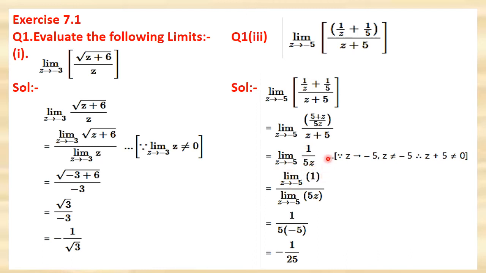So limit z tends to minus 5 of 1 upon 5z. This is a rational function. You can apply the limit for both numerator and denominator separately. So limit z tends to minus 5 of 1 and limit z tends to minus 5 of 5z. Here z is equal to minus 5, then it is minus 25. And here 1 is the constant, so the final value of this numerator is 1 itself, because there is no z in this. So we cannot substitute z is equal to minus 5 in the numerator. So 1 upon minus 25, that is minus 1 upon 25, is the value.